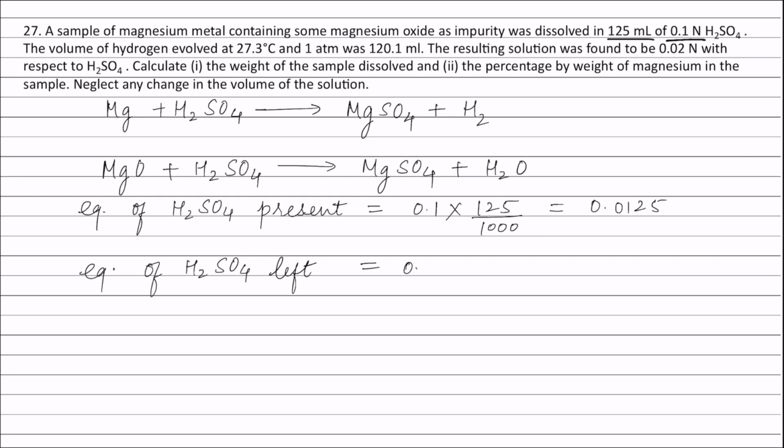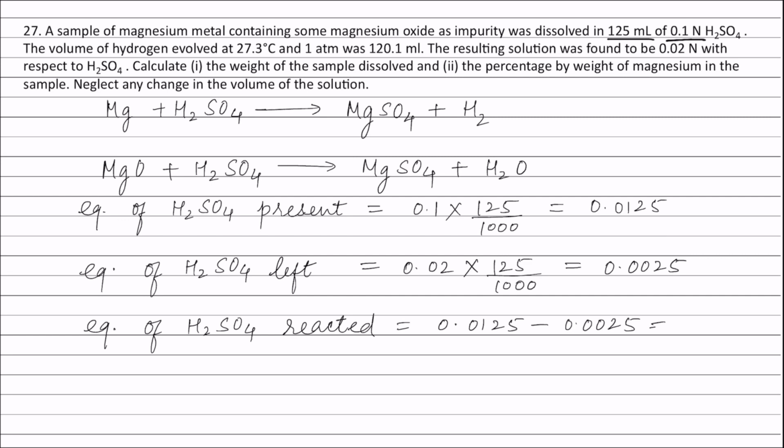Equivalents of H2SO4 left is equal to normality of H2SO4, that is 0.02 N, into volume of H2SO4 solution, that is 125 divided by 1000 liters, and this is equal to 0.0025 equivalents. Therefore, equivalents of H2SO4 reacted is equal to equivalents of H2SO4 present, that is 0.0125 equivalents, minus equivalents of H2SO4 left, that is 0.0025, and this is equal to 0.01 equivalents.